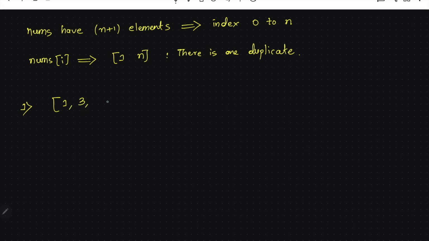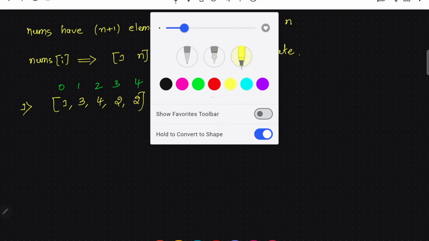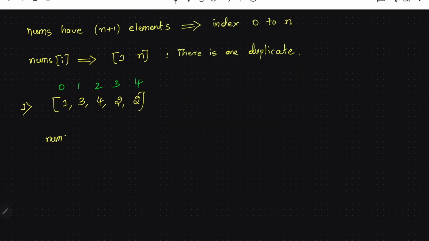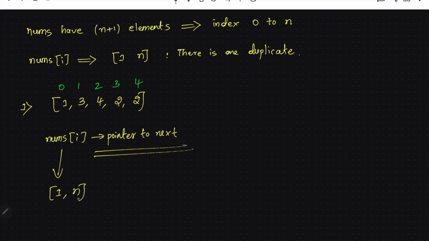Let us consider this first example where the given numbers are 1, 3, 4, 2 and 2. I will write the index also. Since we know that each value nums of i varies from 1 to n, this can be considered as a pointer to the next element. So the value stored at nums of i is a pointer to the next element. Each nums of i varies from 1 to n, which is well within the index range. Our index range will be from 0 to n. Since values vary from 1 to n, there is no problem of going out of boundary. So with these things in mind, let us model this problem as a linked list problem.